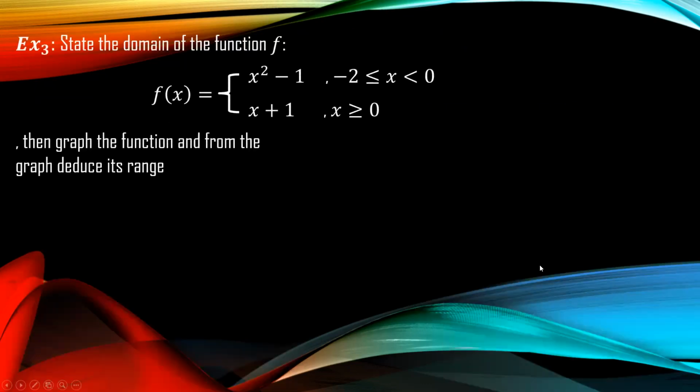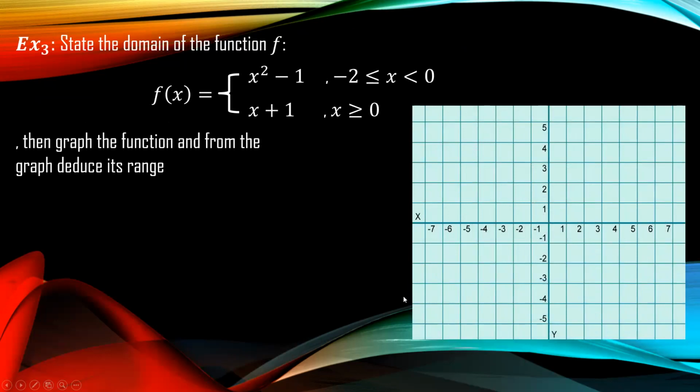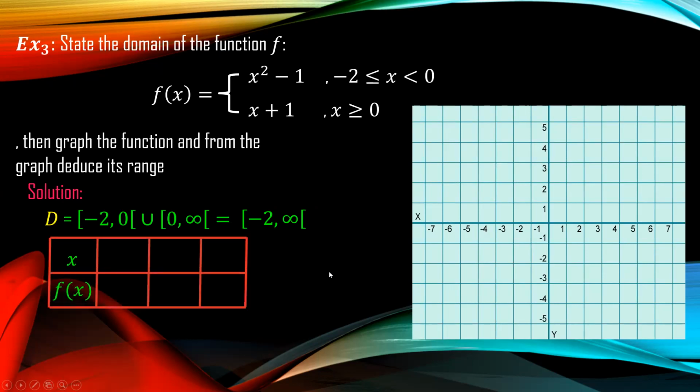Exercise number 3: state the domain of the function f. This function is a piecewise function. Then graph the function, and from the graph find the range. The domain is the union of the two domains for each rule: [-2, 0) union [0, infinity). So the domain of this function is [-2, infinity).